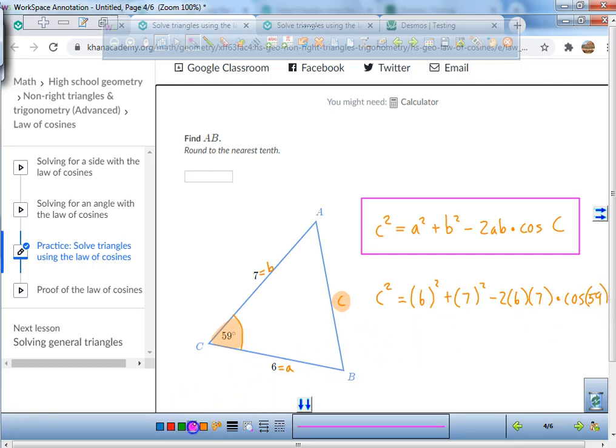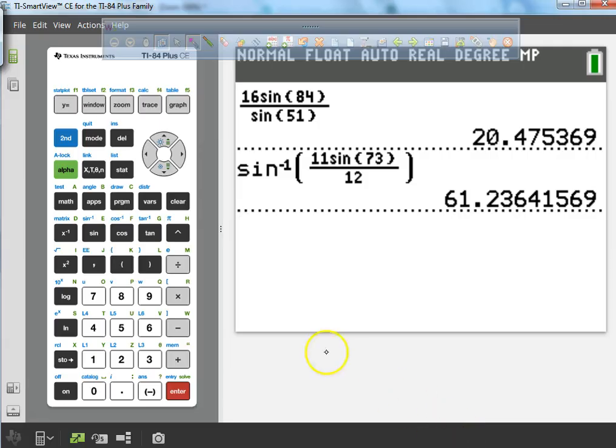This is what students will forget. They will forget that this is c squared, so technically I need to take what's called the square root. So I usually do that at the end. Okay? So if you would, please go to your calculators. It's super easy.